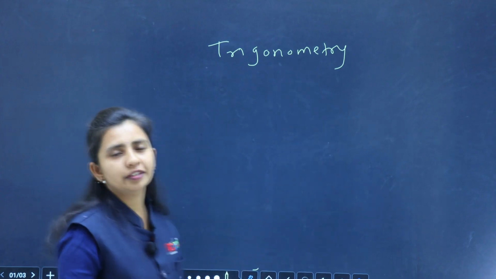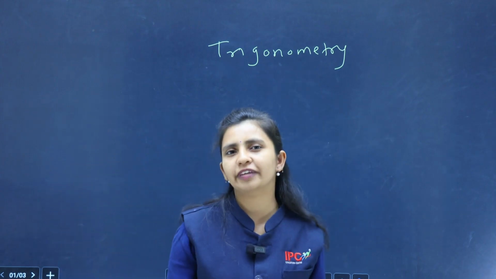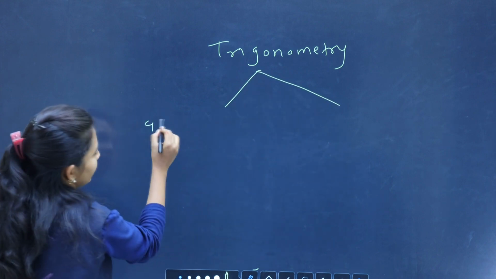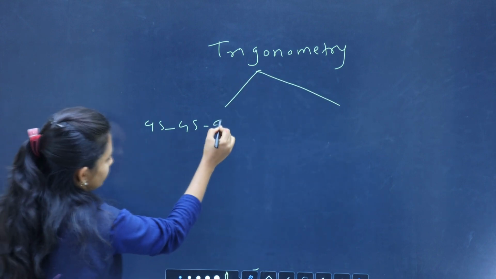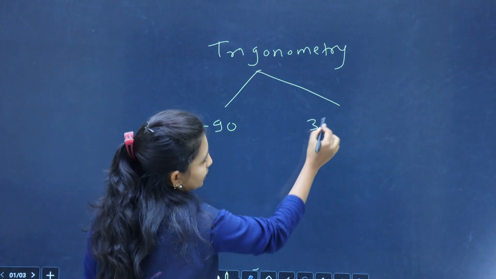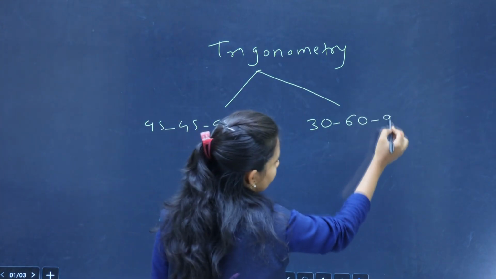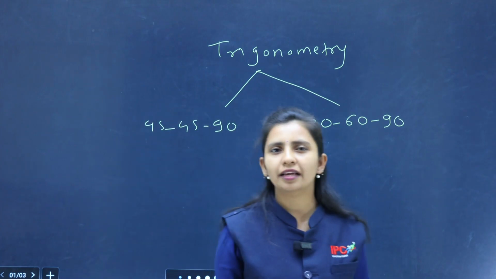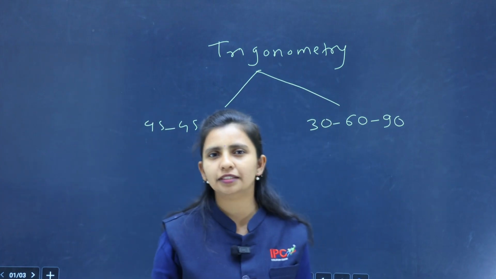Basically, trigonometry is for the right angle triangle. Again, there are two types of right angle triangle. First is 45, 45, 90 degree. And second one is 30, 60, 90 degree. For these two types of triangles, we have trigonometry ratios. Let's see what they are.